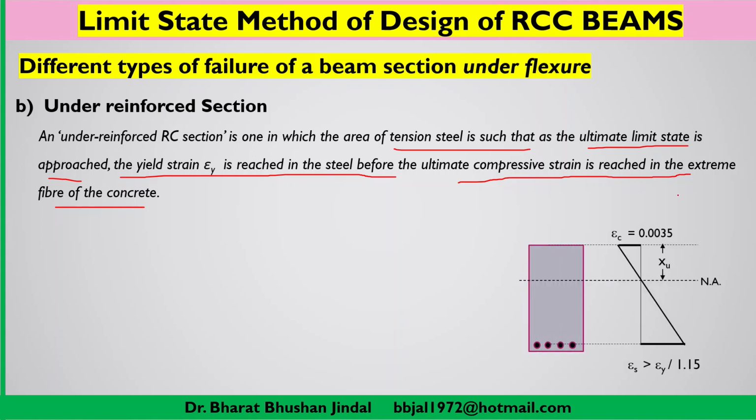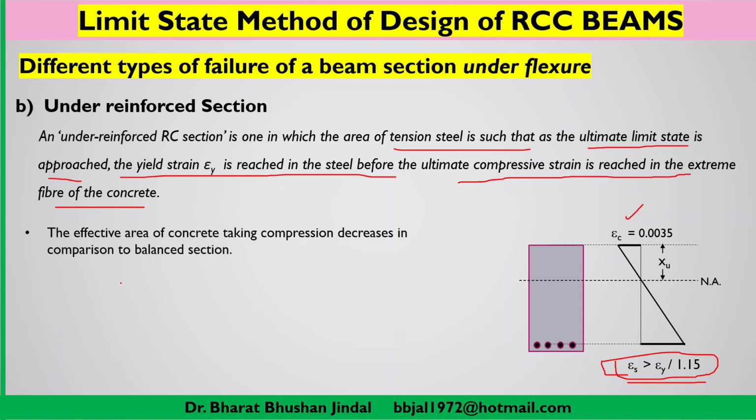So our strain diagram will be like this. Now you can see here the neutral axis has shifted upward. Concrete has reached its ultimate strain, and the strain in steel is beyond its limit of yield strain. That means steel has reached its limit earlier in comparison to concrete. Now what will happen? You can see here the effective area of concrete, that is, this is the effective area.